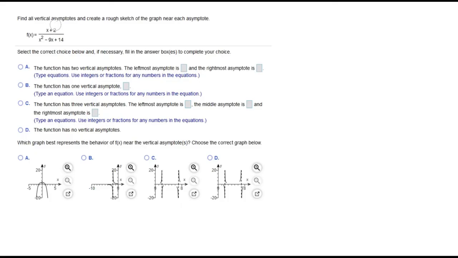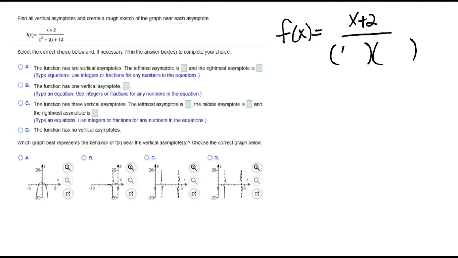This question says find all vertical asymptotes and create a rough sketch of the graph near each asymptote. So our function is f of x equals x plus 2 over x squared minus 9x plus 14. Before we find the vertical asymptote, we have to make sure that our function is in lowest terms. That means that we want to factor our denominator and cancel out any common factors that we have.